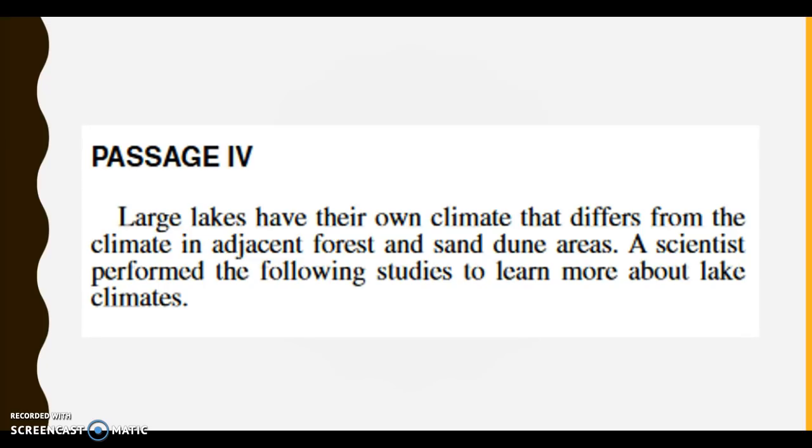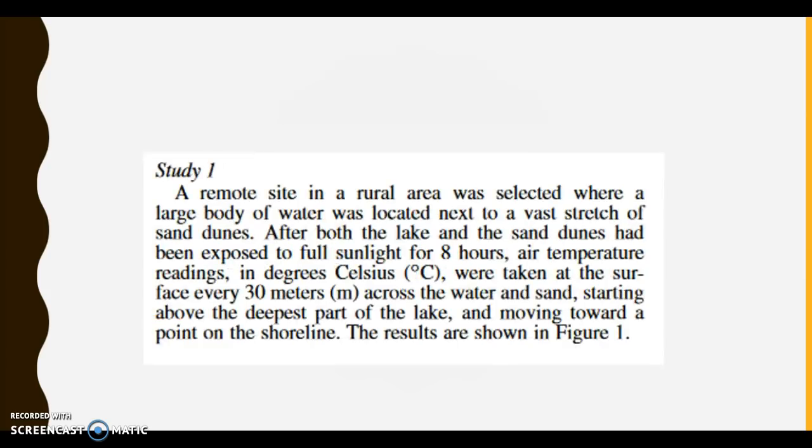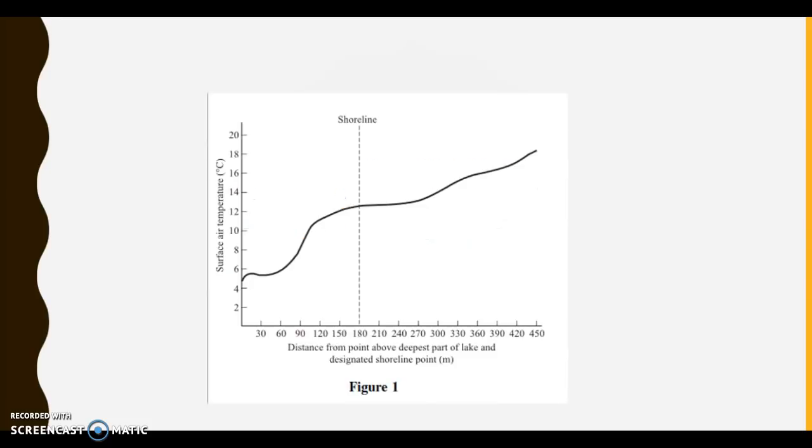Passage 4 is a research summaries passage. If you look at this introductory set of sentences, you'll see that we're going to be looking at different studies regarding lake climates. In Study 1, we're looking to take the air temperature readings as we move from the deepest point of the lake toward the shoreline. The results here are in Figure 1.